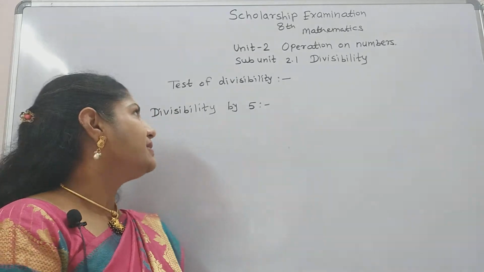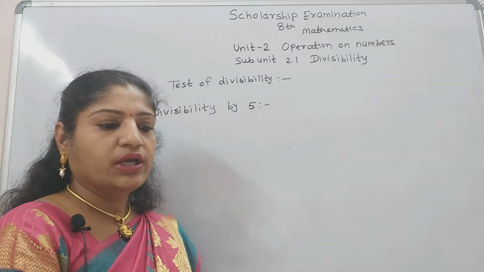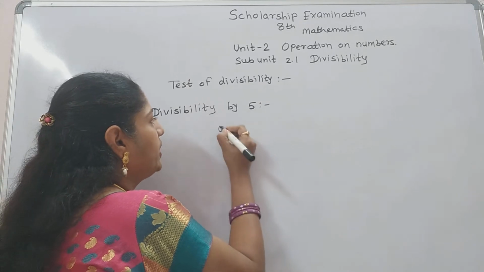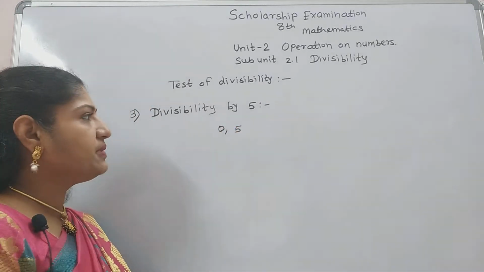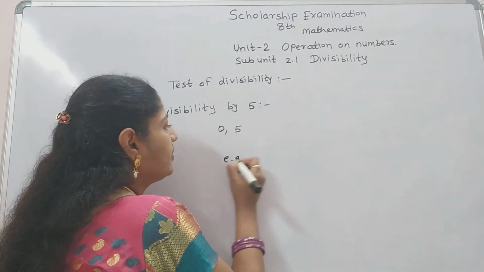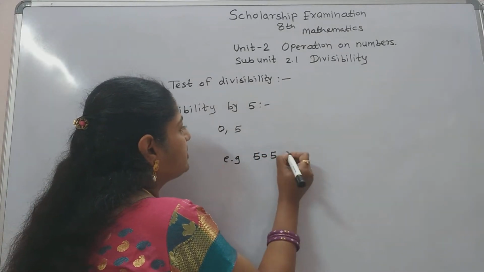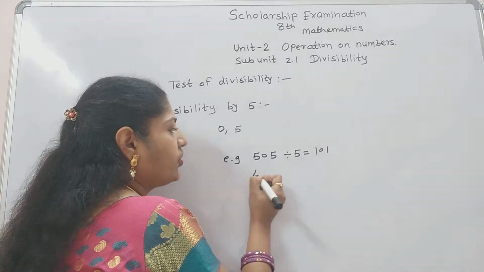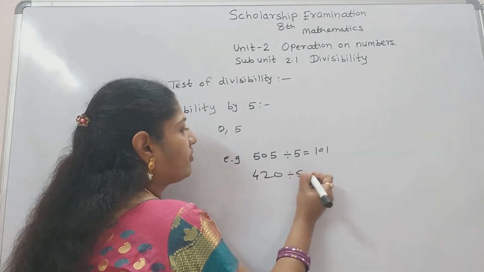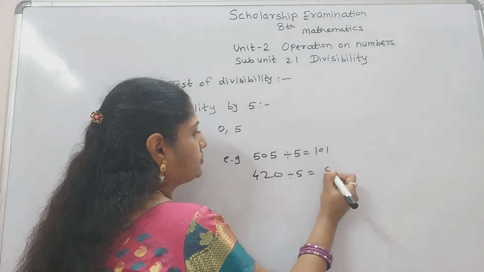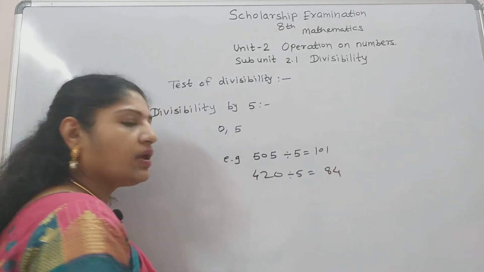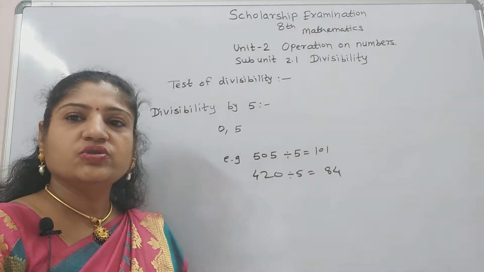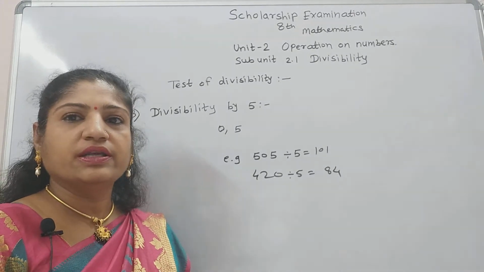Now the next test, divisibility by 5. If the number has 0 or 5 at the unit place, then the number is divisible by 5. For example, 505 is divisible by 5. 420 is divisible by 5. See at the unit place, if there is 0 or 5, then the number is divisible by 5.